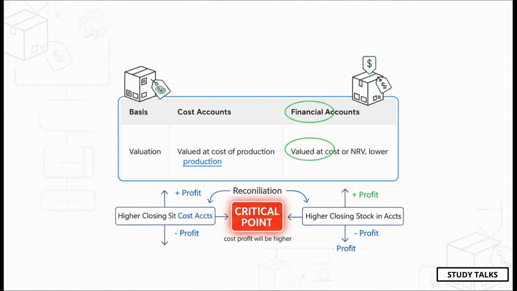Another huge reason for profit differences is how inventory is valued. In financial accounts, you have to follow Accounting Standard 2, which says you value stock at cost or net realizable value, whichever is lower. But in the cost accounts, they might just value the finished goods at the total cost of production. So what happens if closing stock is valued higher in the cost accounts? Well, higher closing stock means lower cost of goods sold, which means the cost profit will be higher. It's a subtle point, but it can have a big impact.